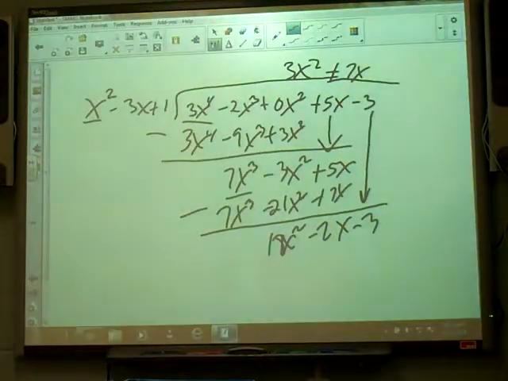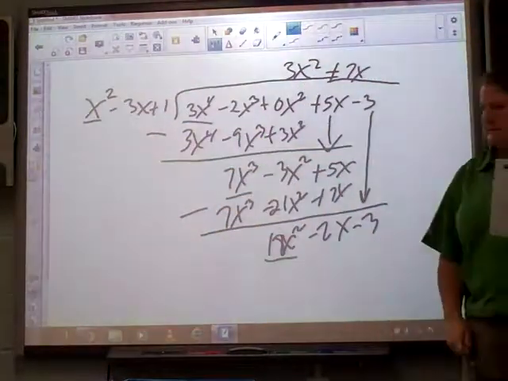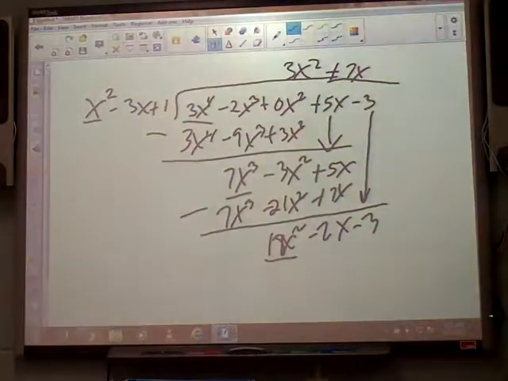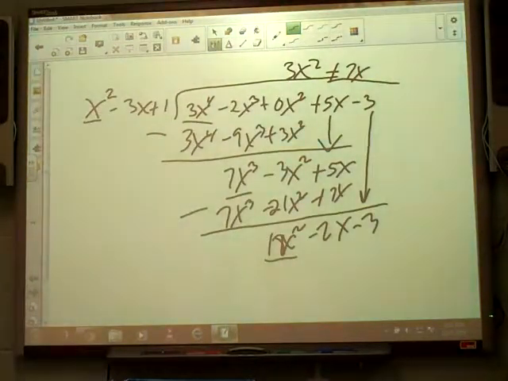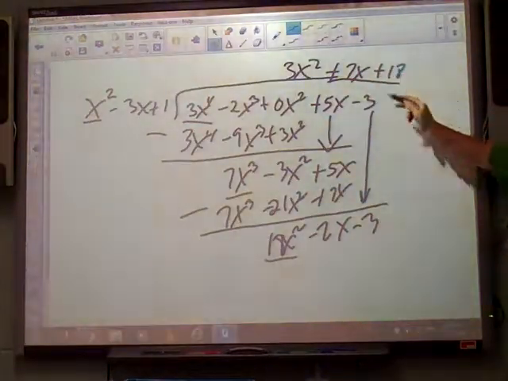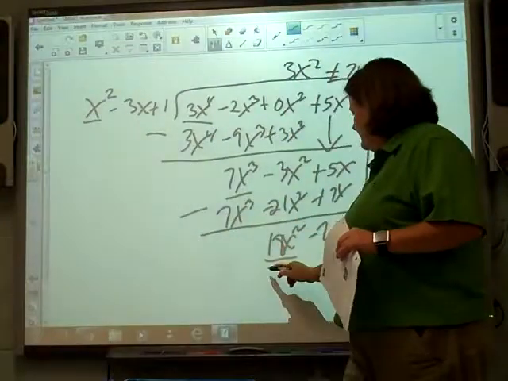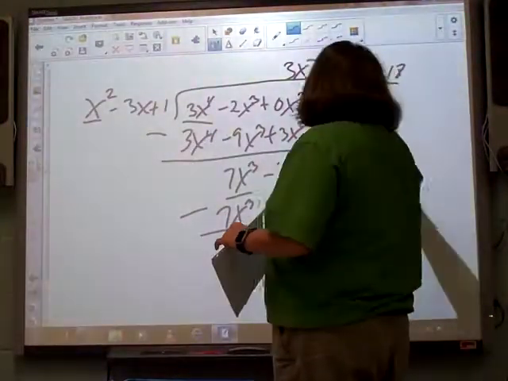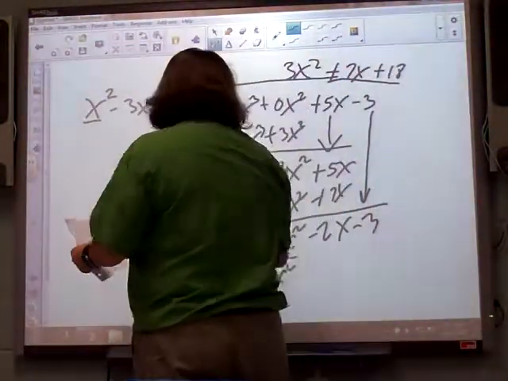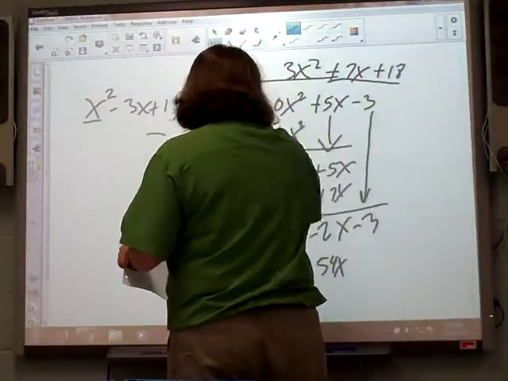Gotta do it one more time. X squared times what gets me 18x squared? 18, so put an 18 up there. Got to distribute that to all 3 of them. 18 times x squared. 18 times negative 3, that's negative 54x. And 18 times 1.